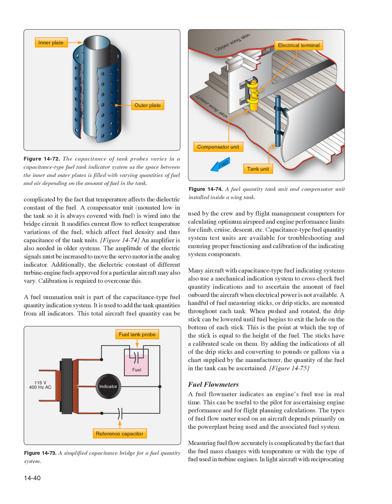Figure 14-75. Fuel flowmeters. A fuel flowmeter indicates an engine's fuel use in real time. This can be useful to the pilot for ascertaining engine performance and for flight planning calculations. The type of fuel flowmeter used on an aircraft depends primarily on the power plant being used and the associated fuel system. Measuring fuel flow accurately is complicated by the fact that the fuel mass changes with temperature or with the type of fuel used in turbine engines.